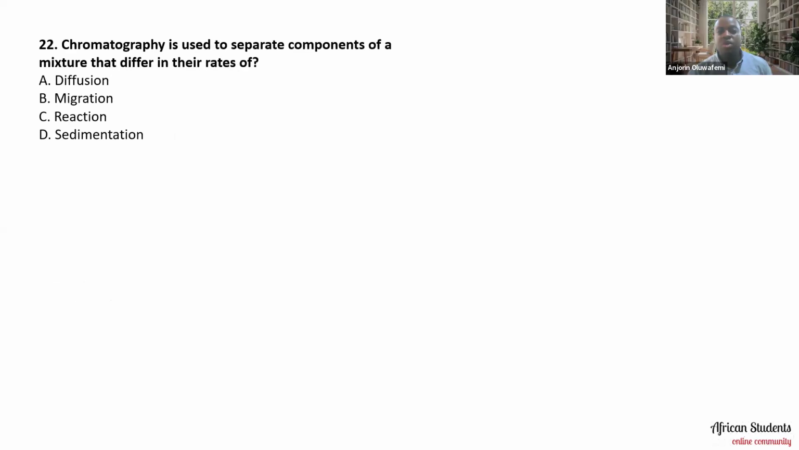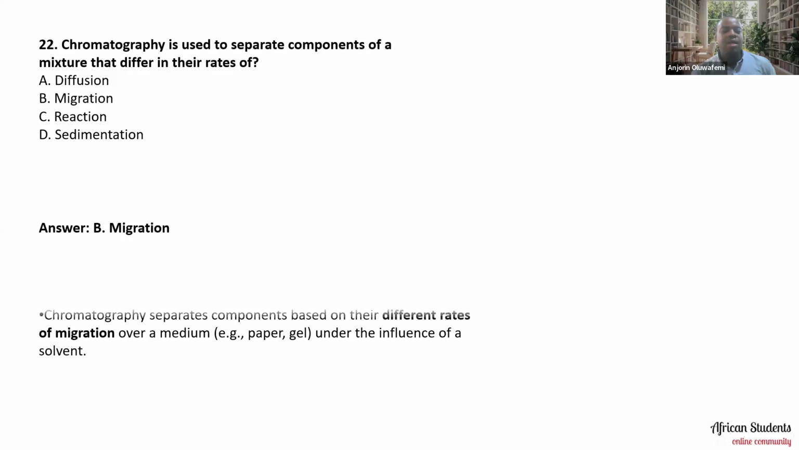Chromatography is used to separate components of a mixture that differ in their rates of diffusion, migration, reaction, or sedimentation? The right answer to this one is migration, B. The reason is because chromatography separates components based on their different rates of migration over a medium, e.g. paper, gel, under the influence of the solvent.